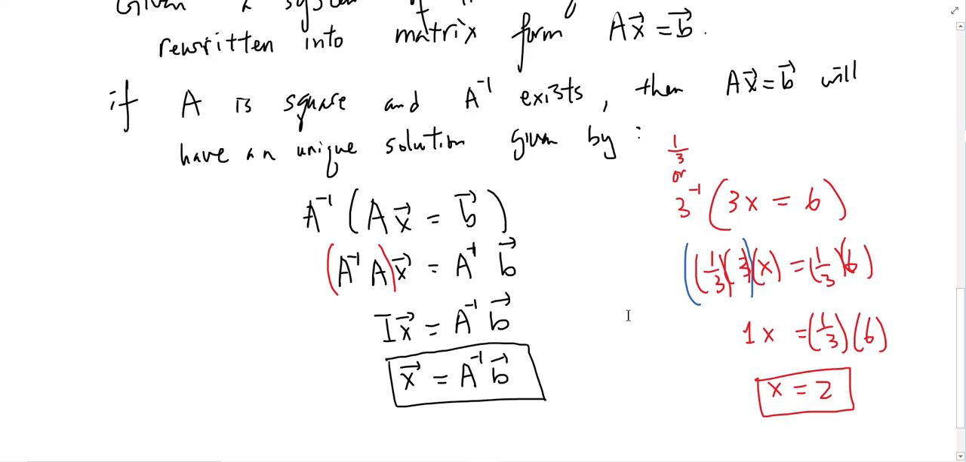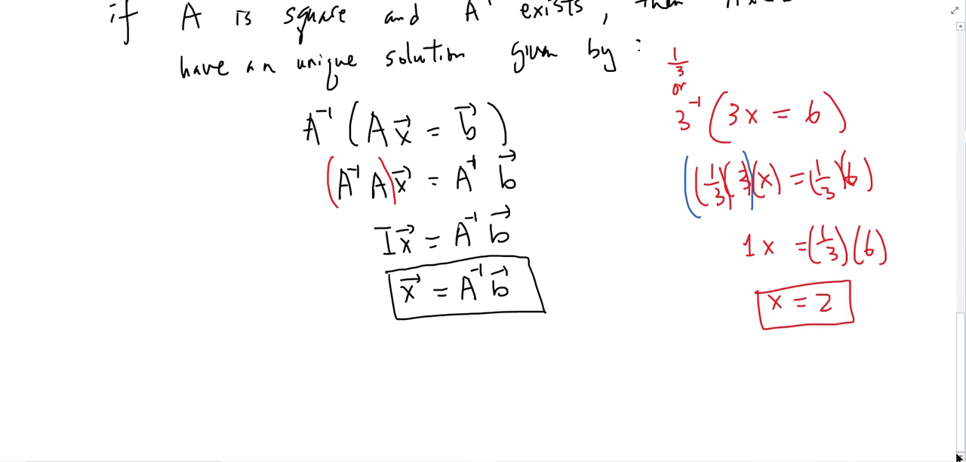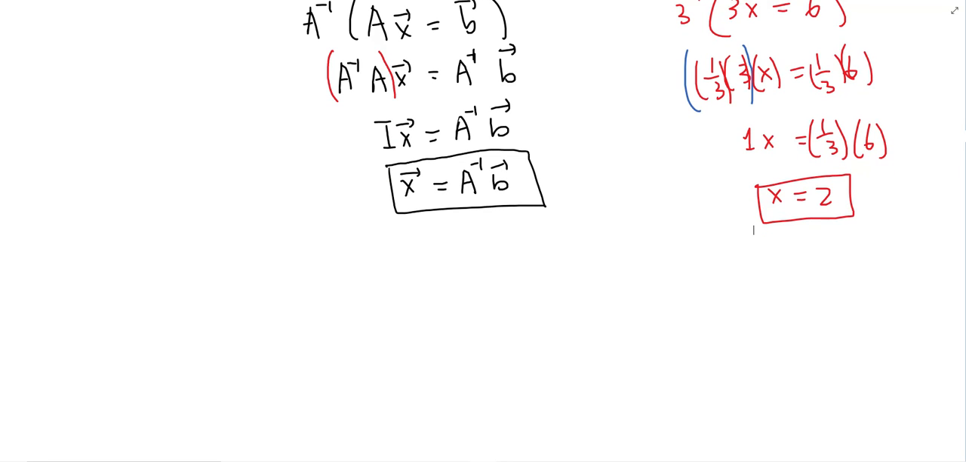We're using multiplicative inverse to kind of undo the multiplication to find vector x. Now, I'll give you a very simple example to illustrate how this works. But before I do that, I do want to point out the following things. If A is a square matrix and A inverse exists, then you always have a unique solution. Okay? If A inverse does not exist, or A is not square.